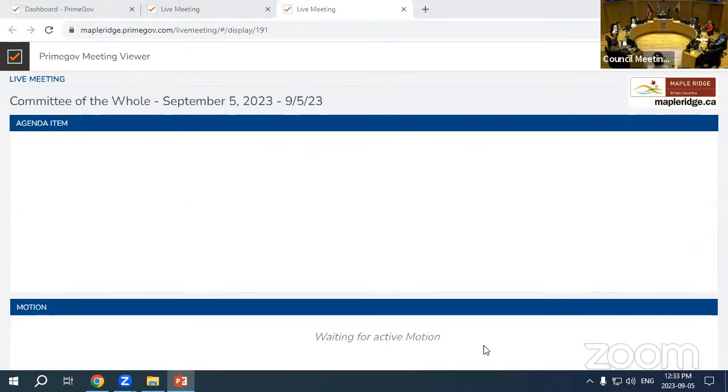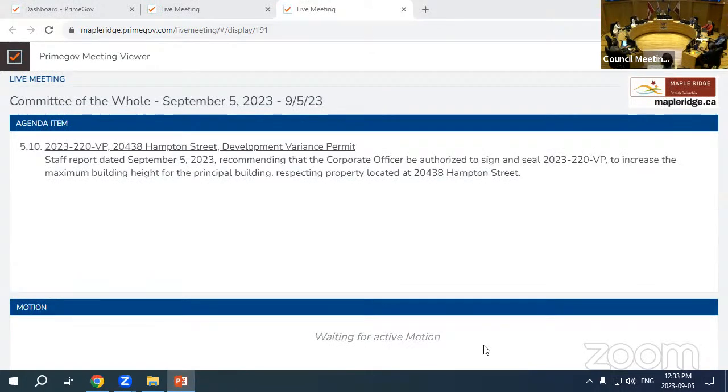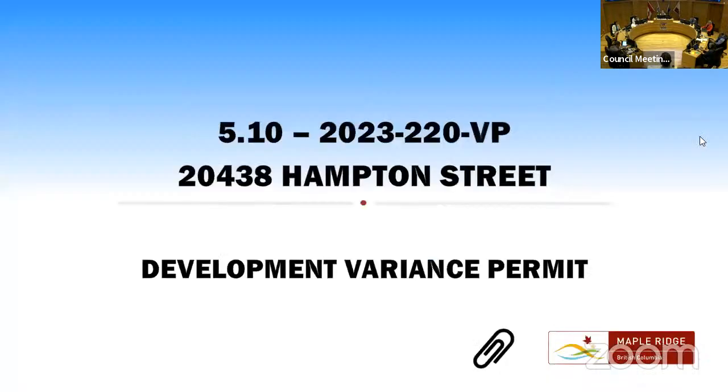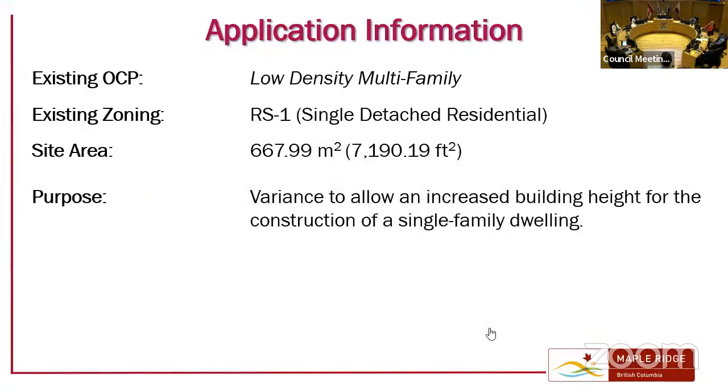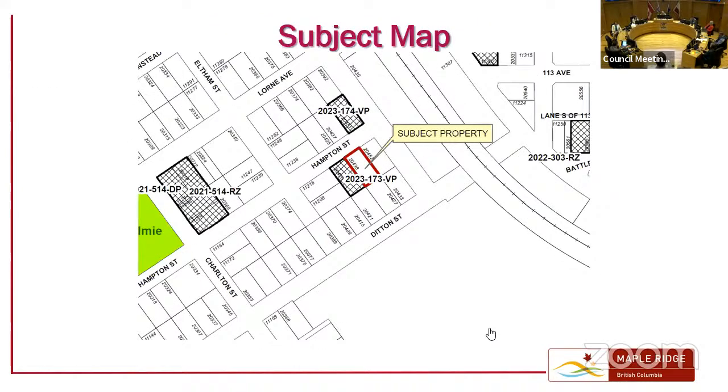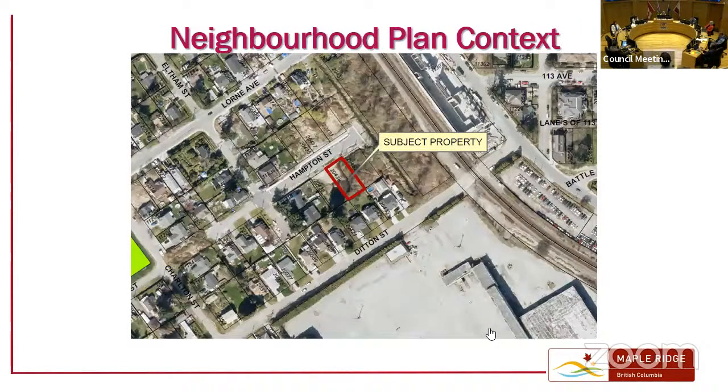Item 5.10, 2023-2020 VP for 2438 Hampton Street, a development variance permit, and staff are present to present the application. So this application at 20438 Hampton Street, just across the street, is very similar to the previous one. The zoning is RS1 single detached residential, and the lot size is 667.99 square meters. The variance is to allow for the construction of a single family dwelling. This is the subject lot here, outlined in red. This is the subject lot on the orthophoto showing the existing character of the street.